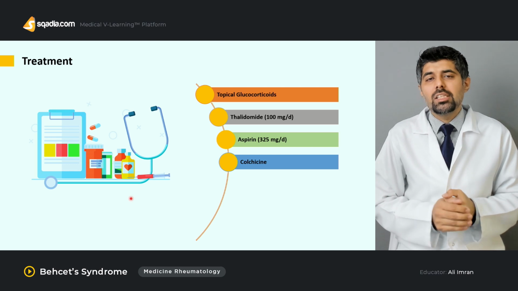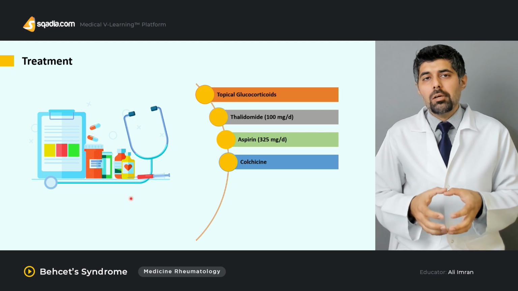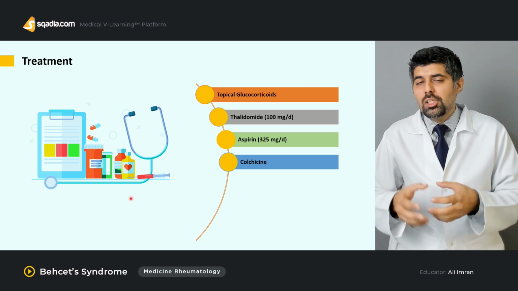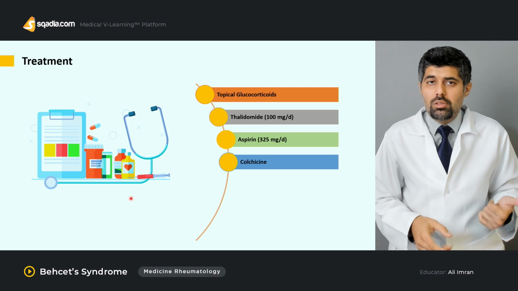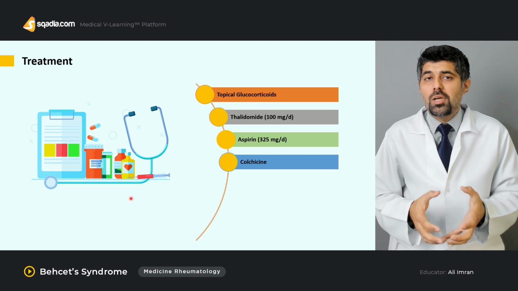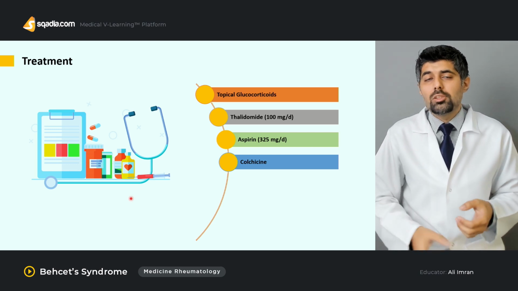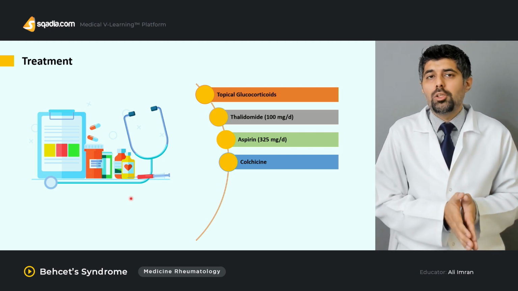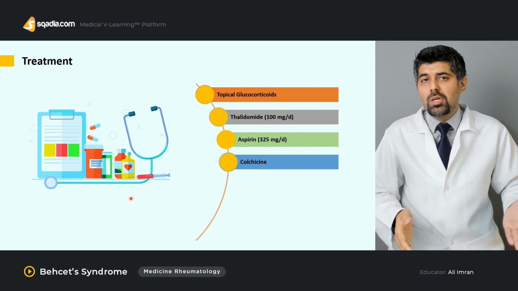The next drug is colchicine. Now, colchicine is a drug which inhibits the motility of neutrophils, and it inhibits the migration of the neutrophils to the site of the inflammation. Now, when their migration to the site of inflammation is inhibited, the chemokines are not released. So, as a result, the pathogenesis of the Behcet syndrome is halted and patients start to go into remission.